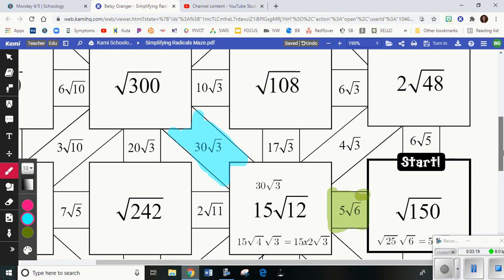So my next problem is the square root of 300. Please make sure you're showing all of your work. You can write it in Kami, you can type it in Kami, or you can do it on a separate scrap piece of paper and turn in both.